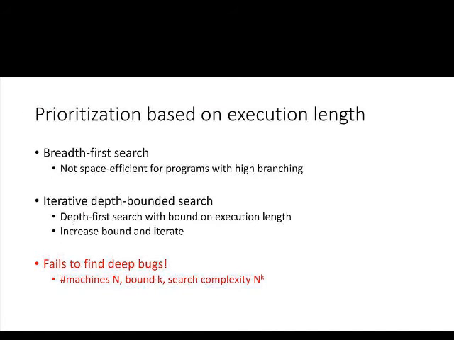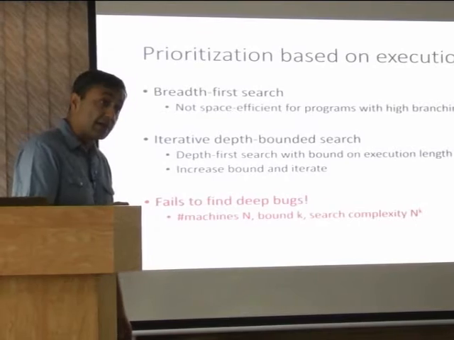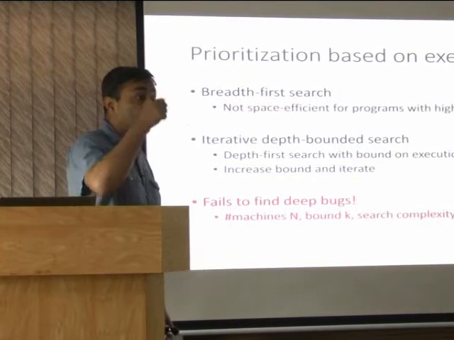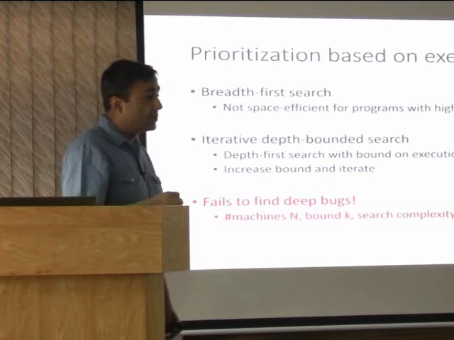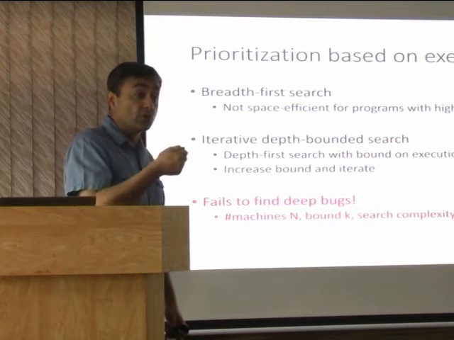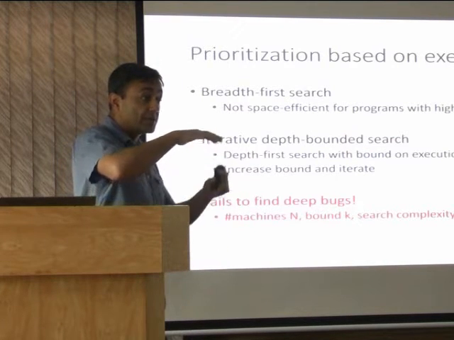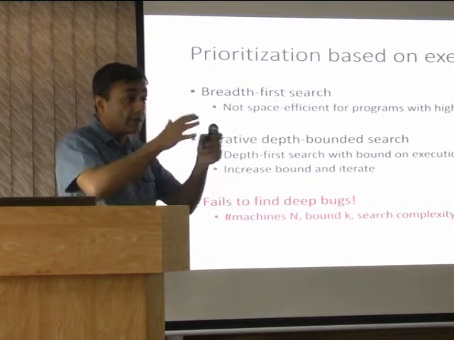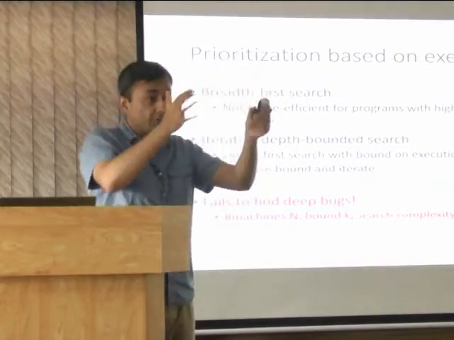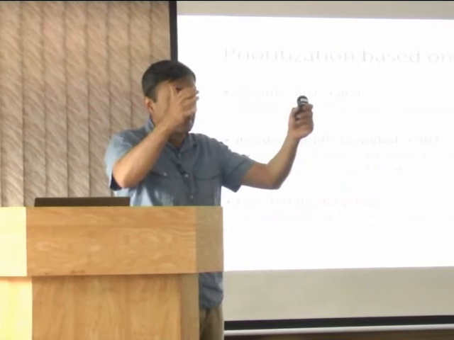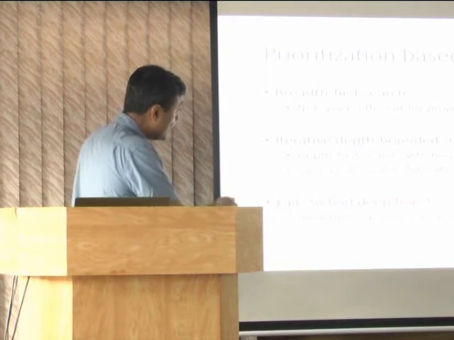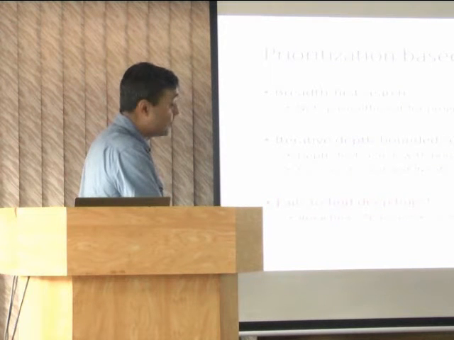So it turns out that the breadth first search that I was describing to you earlier is a kind of prioritization strategy. It's saying that you have a weight on executions. The weight of an execution is its length. And you basically have this onion ring where you have all executions with length 0, then you have all executions with length 1, then with length 2, then with length 3, and so on. Okay. Well, people figured out that, you know, that's good, but it's going to be space inefficient.